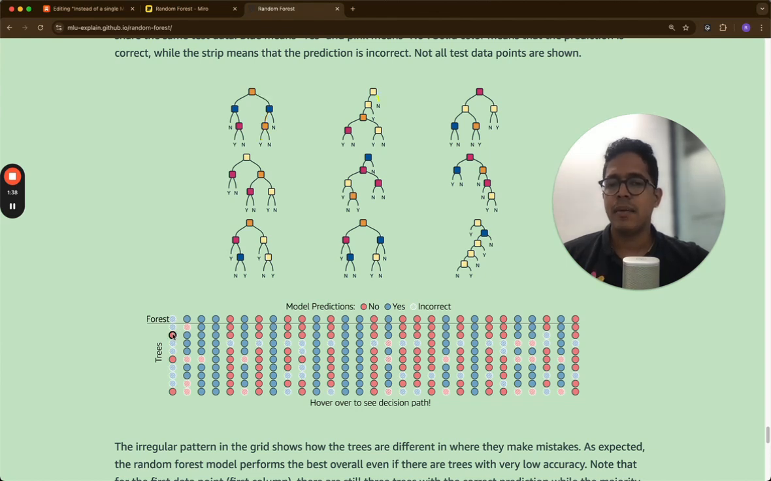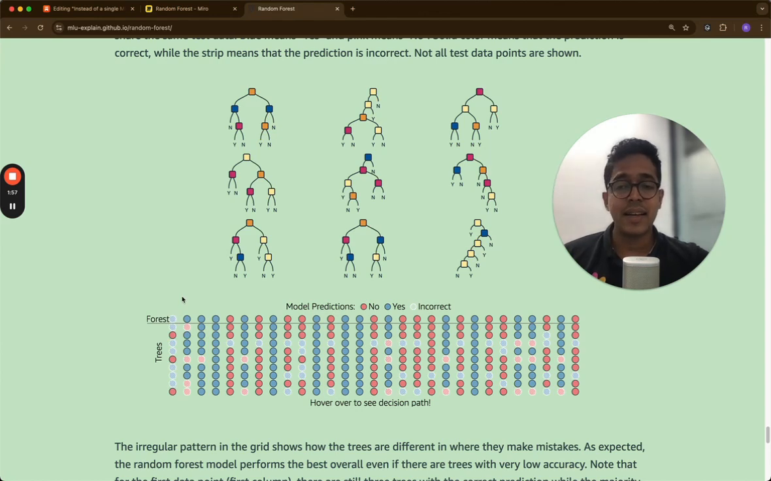Here, the tree made a right decision. It predicted no, and that was the right decision. You can see the branch which led to that. Similarly, if I move my mouse pointer, you will see the decisions made by all the individual 9 trees here. And the forest makes a wrong prediction here.